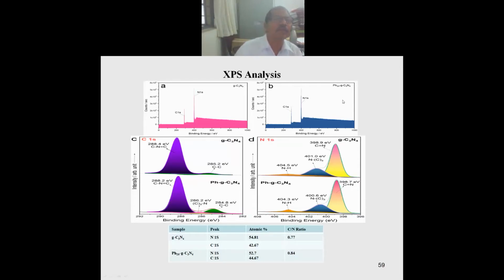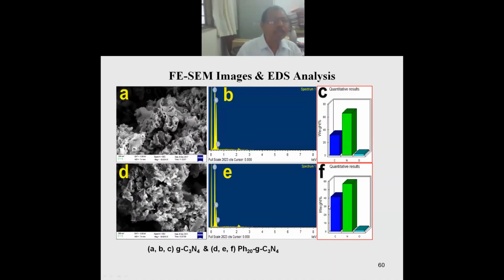This is the surface spectrum of g-C3N4 and phenyl grafted g-C3N4, and it shows the presence of nitrogen and carbon in different areas. This is again the same image of the g-C3N4 and phenyl grafted g-C3N4. It shows a similar kind of spectrum, only there is a difference in the carbon and nitrogen in the SAD pattern.